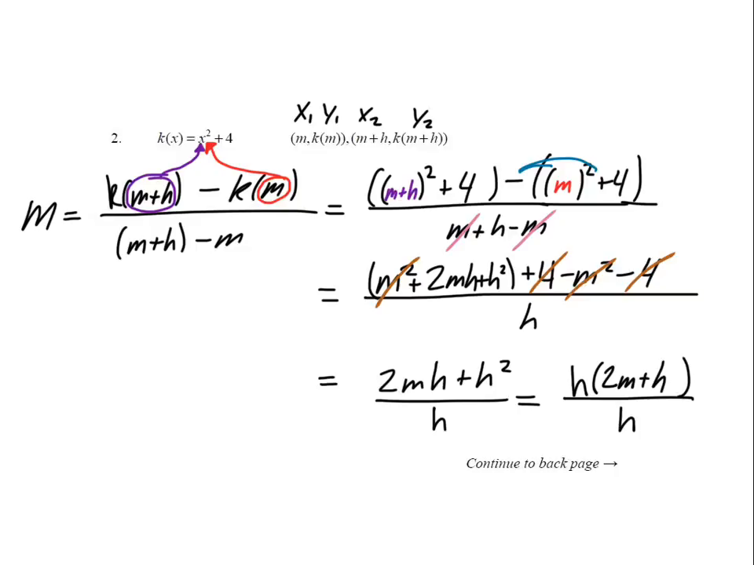And now you'll notice, okay, so on top I have an h, on bottom I have an h, that's where you have your cancellation. So to stay consistent, we could have just factored it out on top. My final answer here, 2m plus h.